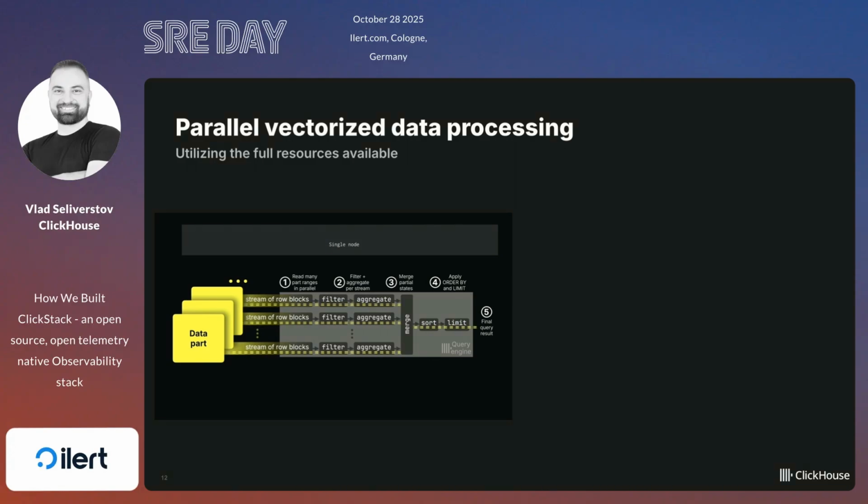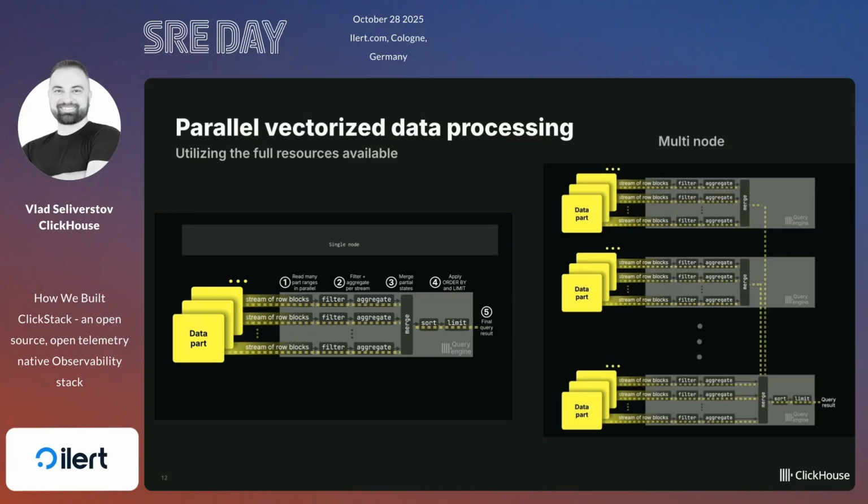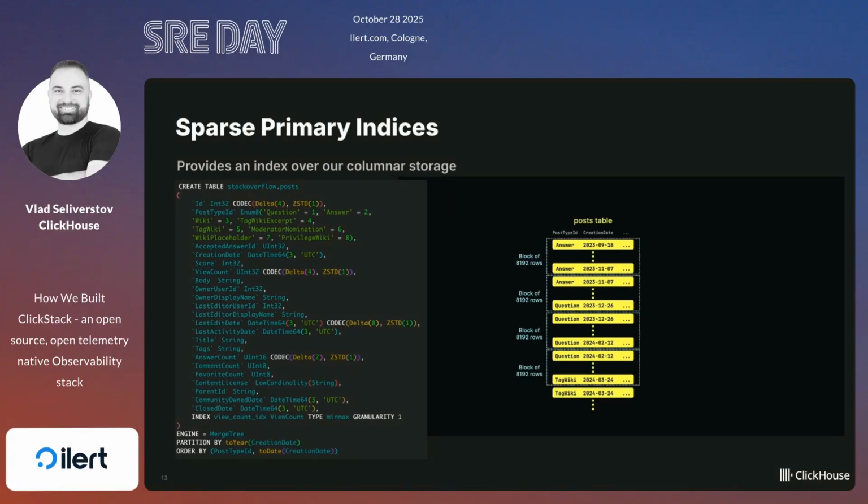And this doesn't just happen at the node level. You can push this out across a cluster where aggregations are shared and merged at the coordinator node. So what does it mean in practice? It means very fast aggregations. You can massively parallelize the query execution. It's all super fast.